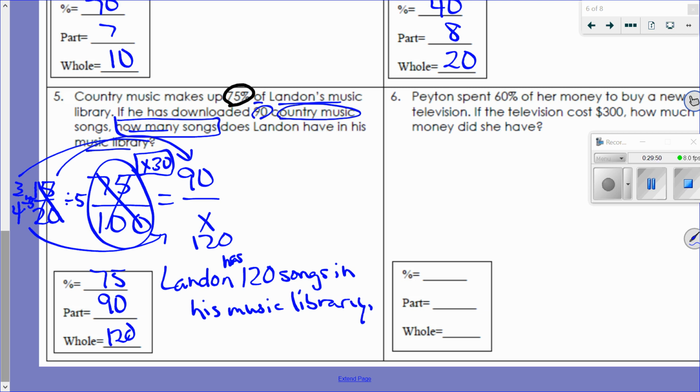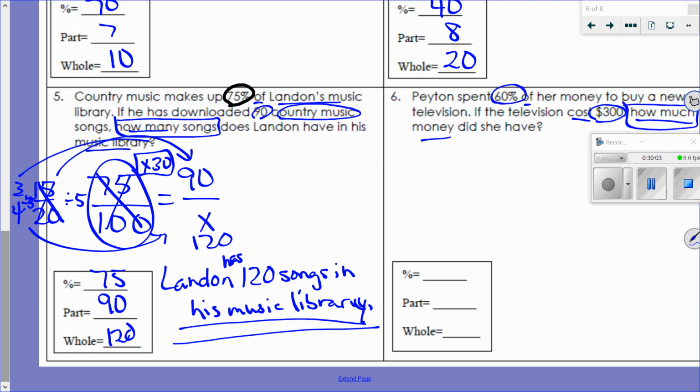Okay? Our next one. Peyton spent 60% of her money to buy a new television. If the television cost $300, how much money did she have? There's our question. So start again with our basic setup. Do I know my percent? Yes. Do I see the word of? Yes, of her money. Do I know how much money she had? No. So what goes in my whole spot? X. 300. The other way to think of it is 300 the part of her money or the whole of her money? The part of her money.